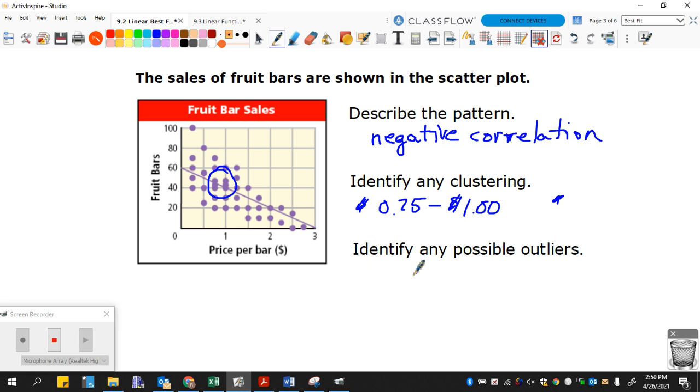And identify any outliers. Well, let's see. Most of the data is here, but up here there's this outlier, and that would be at 25 cents a bar, so 0.25. Okay, so there's an outlier there.